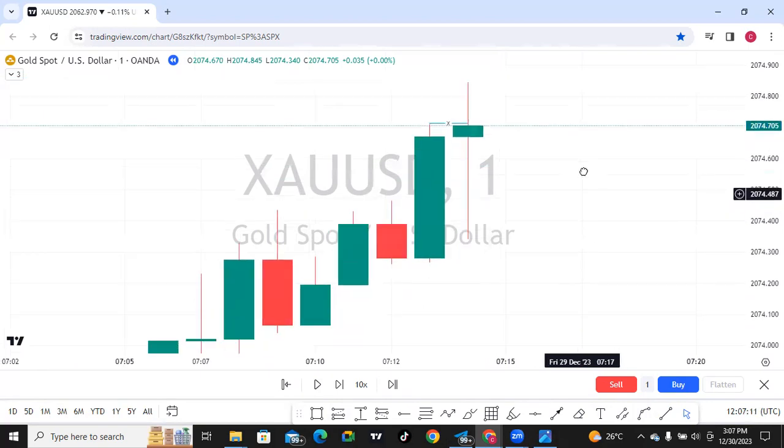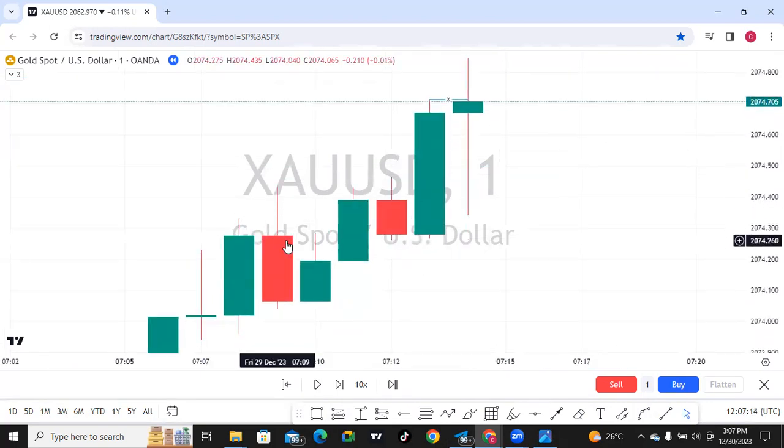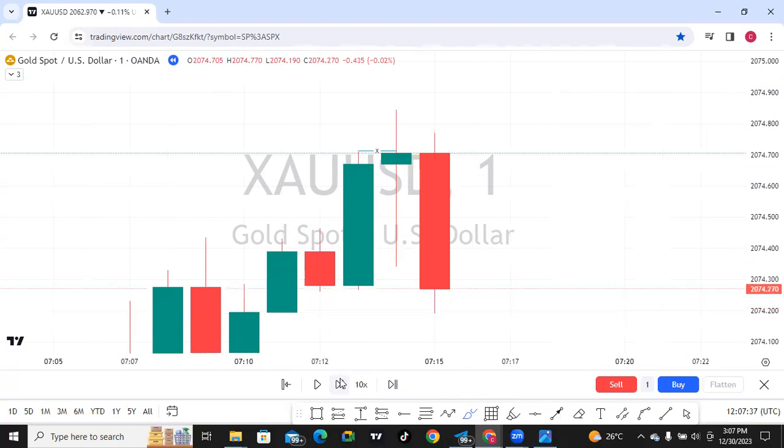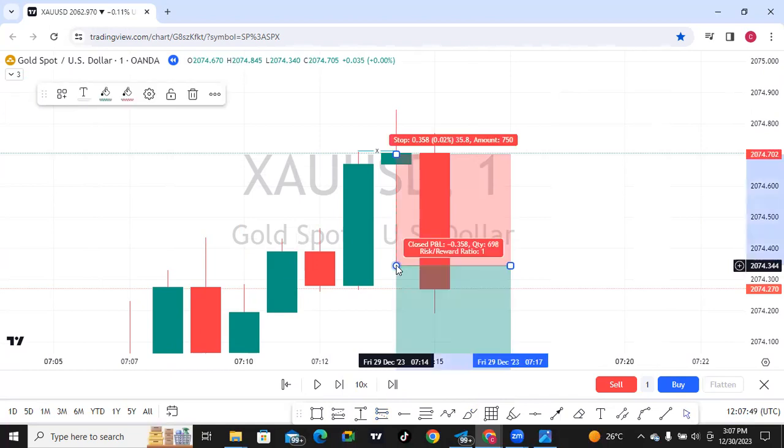Somebody will ask me, why not here? Even here it was tapped, but no candle closed below. I want the next candle to close below this candle. I want another candle to close below. I call that single candle order block. Other people call it engulfing candle, but it depends. For me, it's not engulfing because of the way I look at it. So I'm going to put my entry just below that.